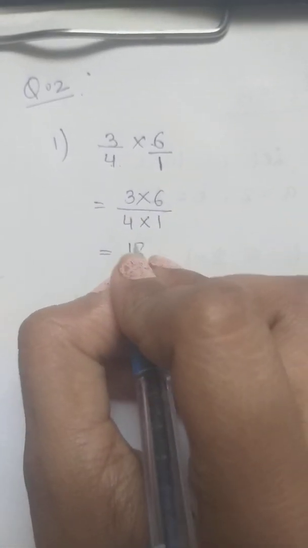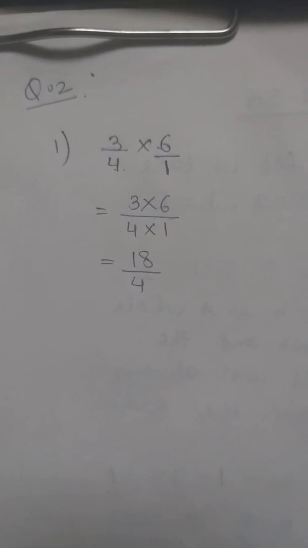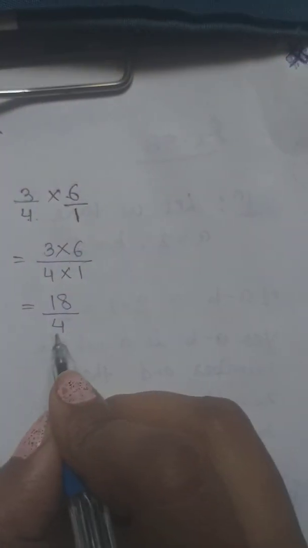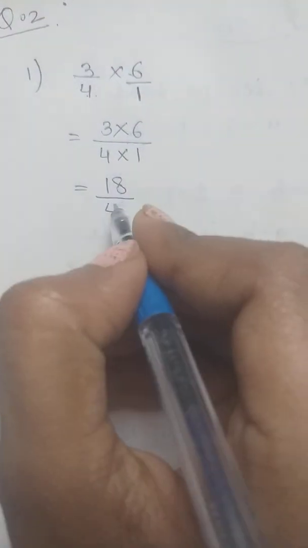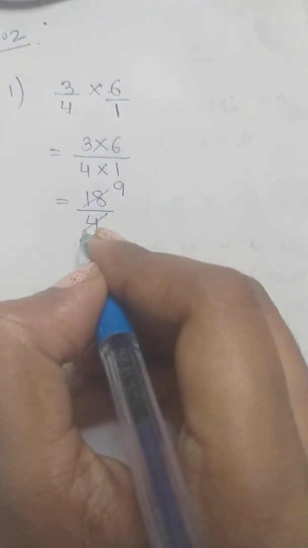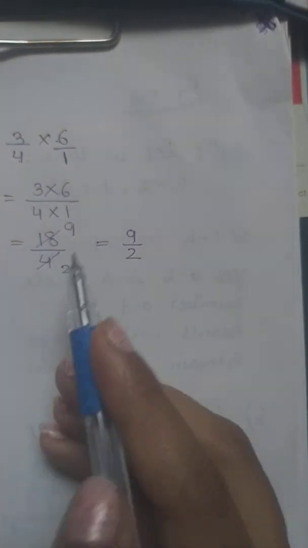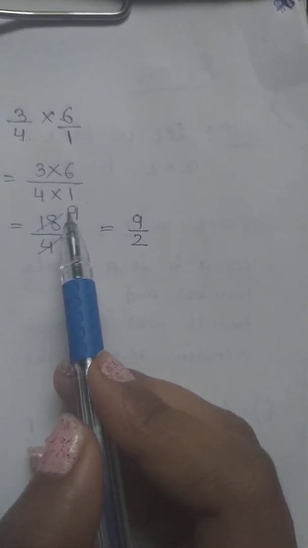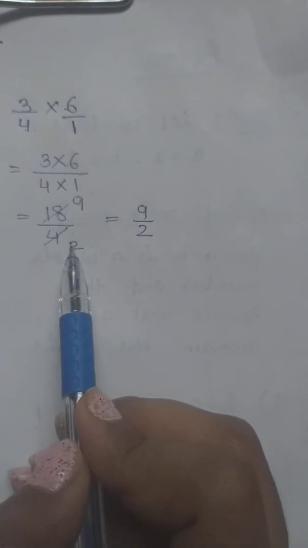3 6s are 18 by 4. Now you can do simple cancellation over here, like 4 table, 18 goes. We'll reduce it to the lowest term: 2 9s are 18, 2 2s are 4. So the lowest term will be 9 by 2. See, 18 by 4, lowest term 9 by 2, in the table of 2. 2 9s are 18, 2 2s are 4. The same table is applicable to both numerator and denominator.